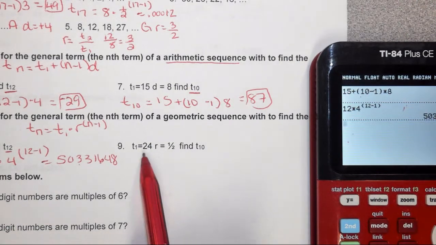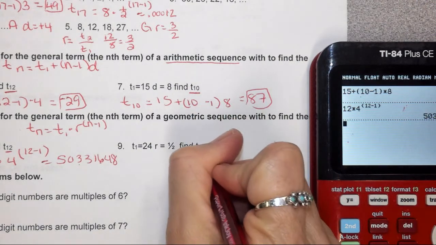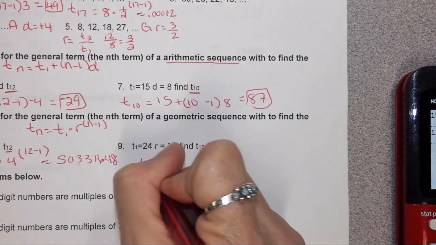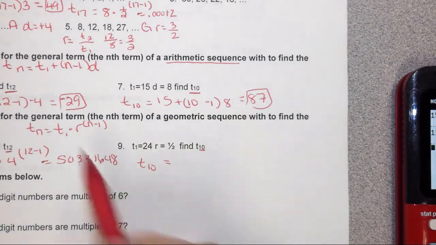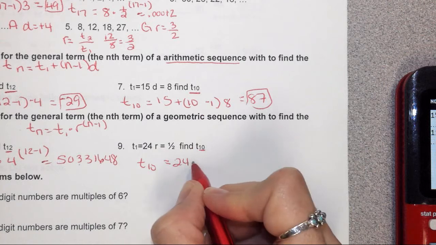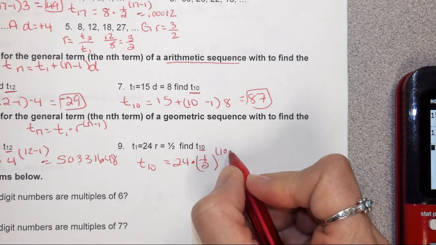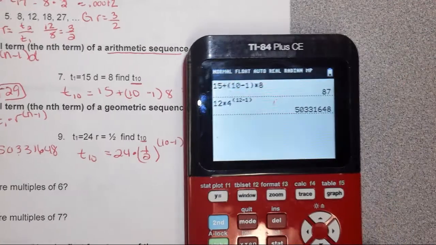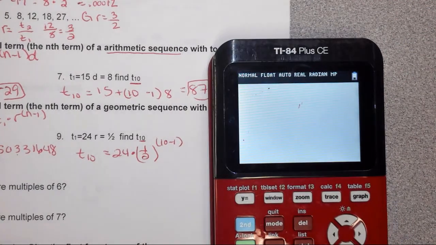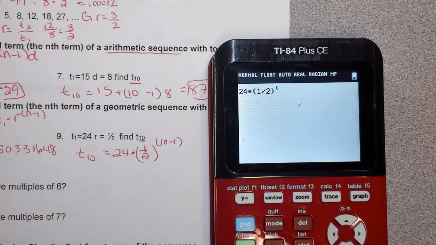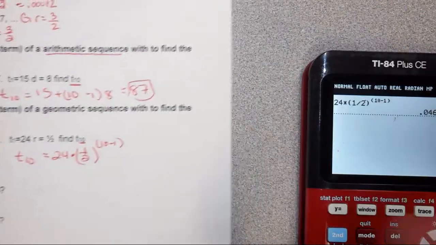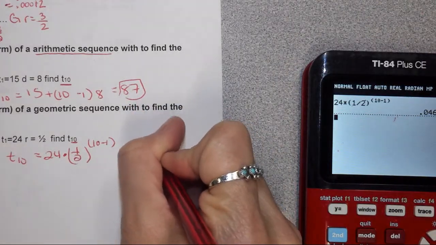Number 9, it's the exact same process. They want me to find the 10th term. So the 10th term equals, the formula says you write down the first term times r, which is 1/2, raised to the n minus 1, so 10 minus 1. Okay, so I'm going to type this in my calculator. So 24 times 1/2 raised to the 10 minus 1. 0.046875. That's not that long, so I'm going to write the whole thing.